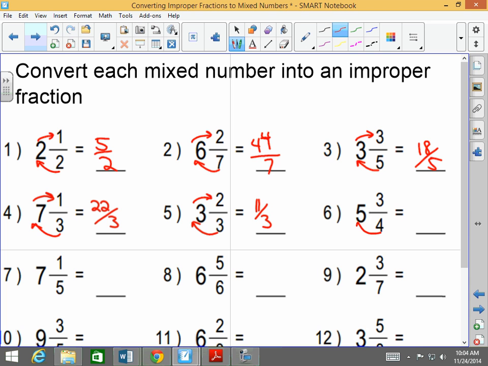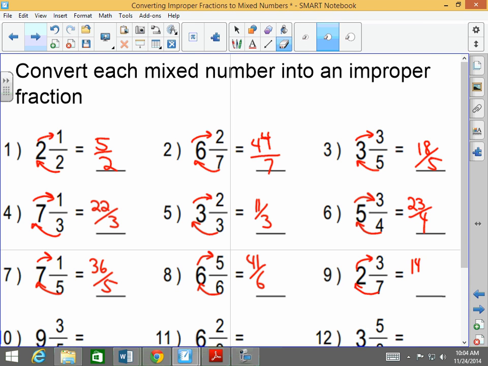What's 4 times 5? 20 plus 3? 23 over 4. What's 5 times 7? 35 plus 1? 36 over. Excellent. What's 6 times 6? 36 plus 5? 41 over 6. What's 7 times 2? 14 plus 3? 17. 17 over 7. Bingo.